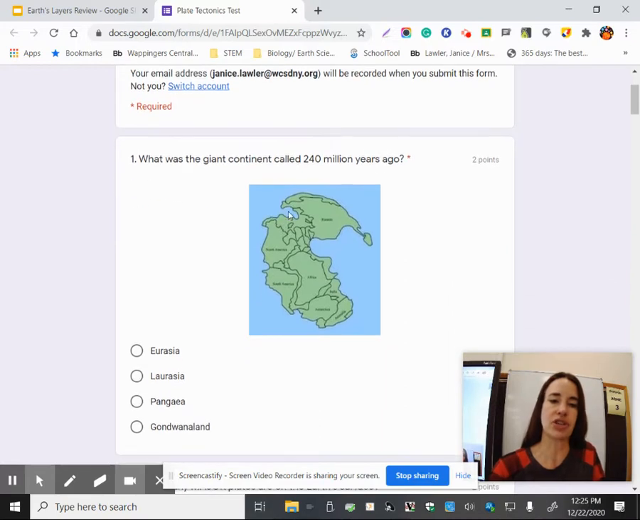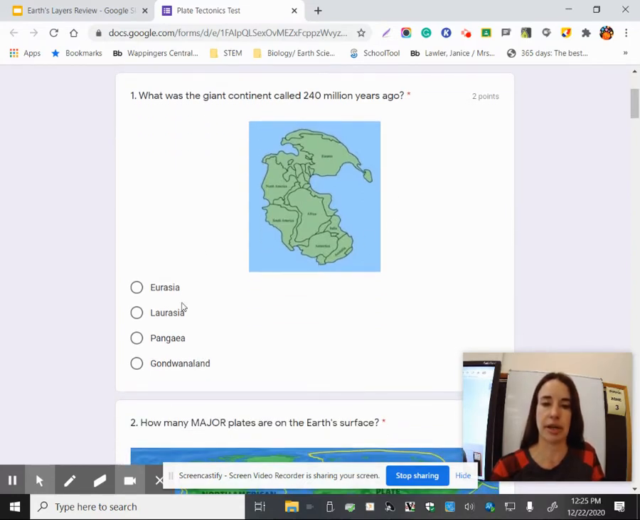So the first question, number one: what is a giant continent that existed 240 million years ago? Was it Eurasia, Laurasia, Pangaea, or Gondwana? So what is that big massive continent that was here 240 million years ago, when all the dinosaurs were roaming the earth?